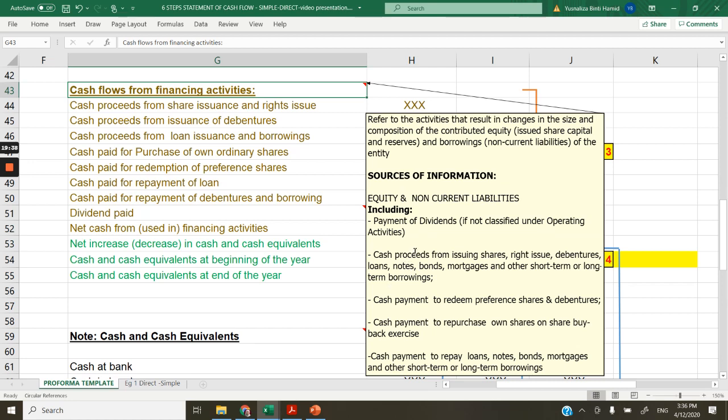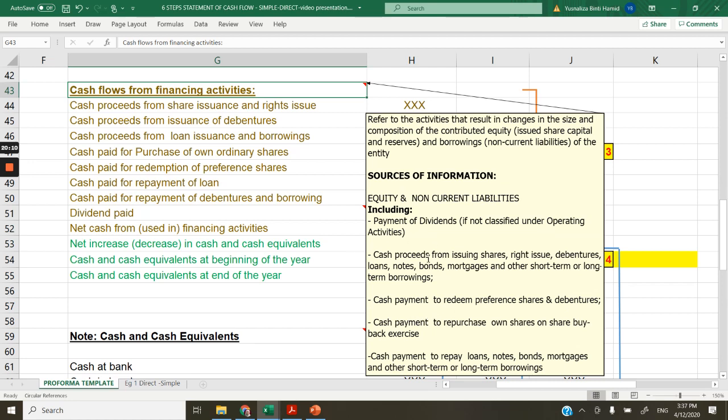These are actually the source of cash inflow. Payment of dividend is the cash outflow, or cash payments, cash that goes out. You may also come across, these are from the standards, cash payments to redeem preference shares and debentures. Redemption of preference shares is normally included as redemption or the repayment of non-current liabilities. But the debentures as well.